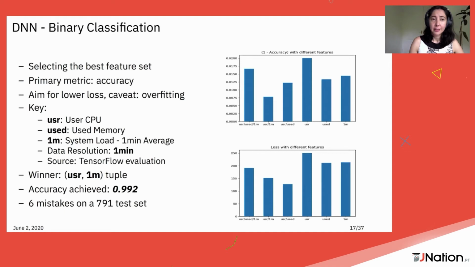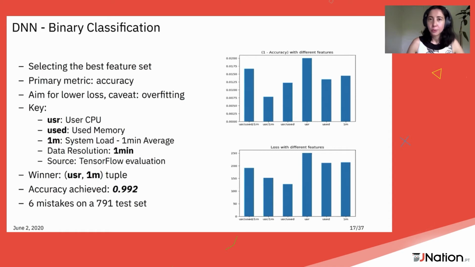And we started with a data resolution of 1 minute, and found that, as we can see in the figure up above, where we are displaying 1 minus accuracy for visualization purposes, the best accuracy was achieved for the feature combination of user CPU and system load. And we got a pretty high accuracy value.